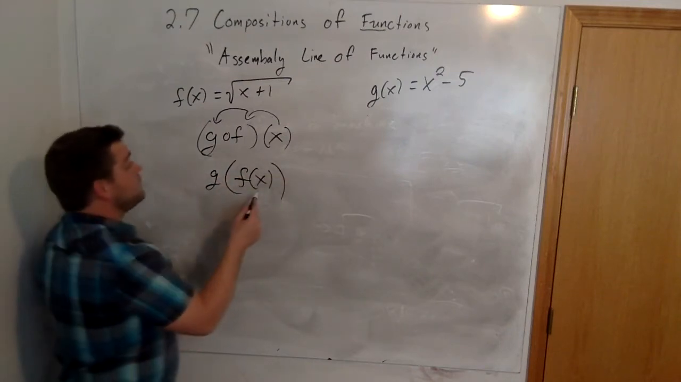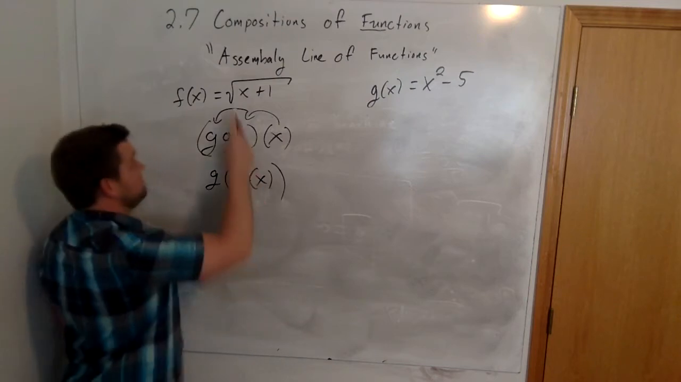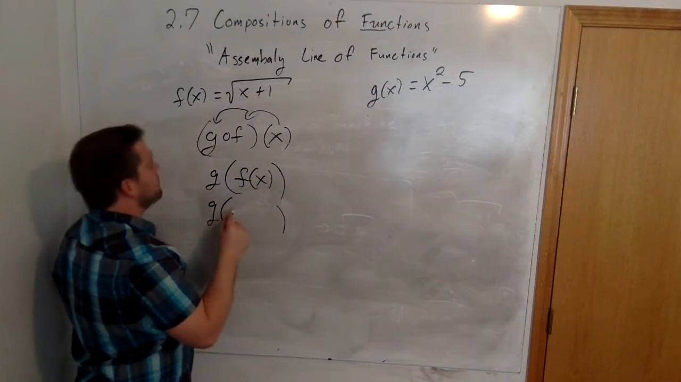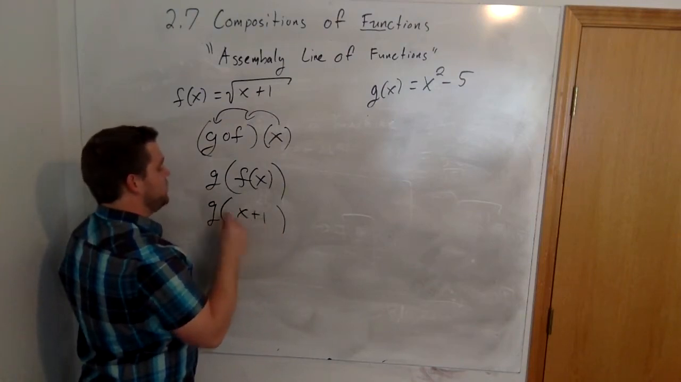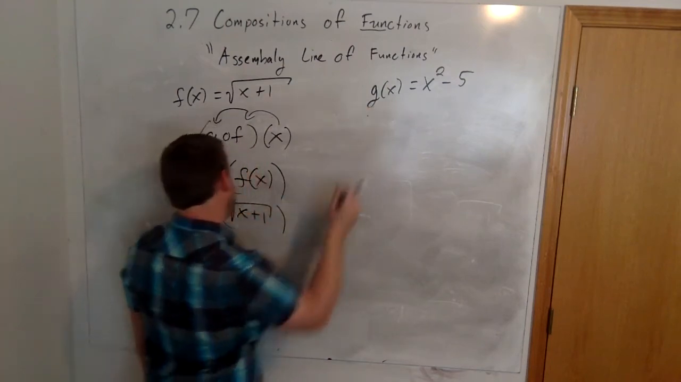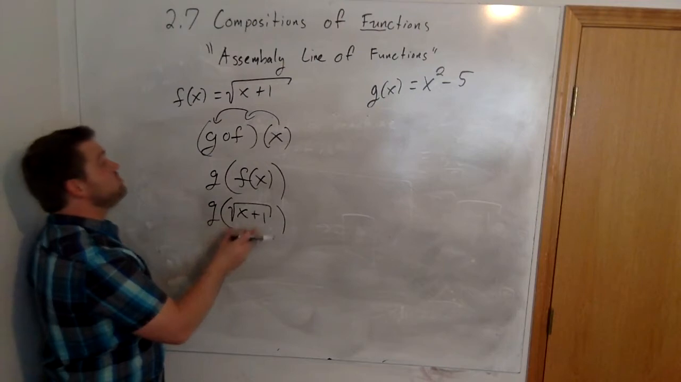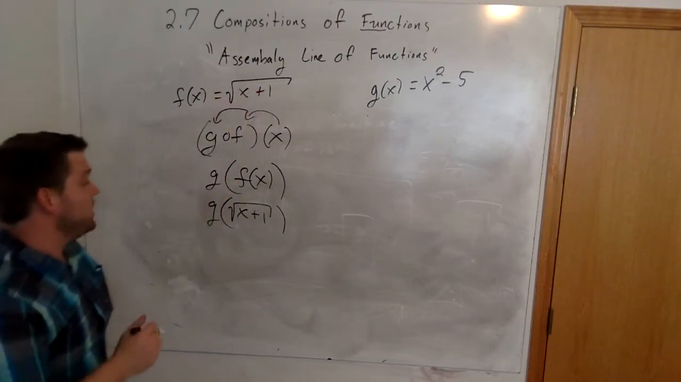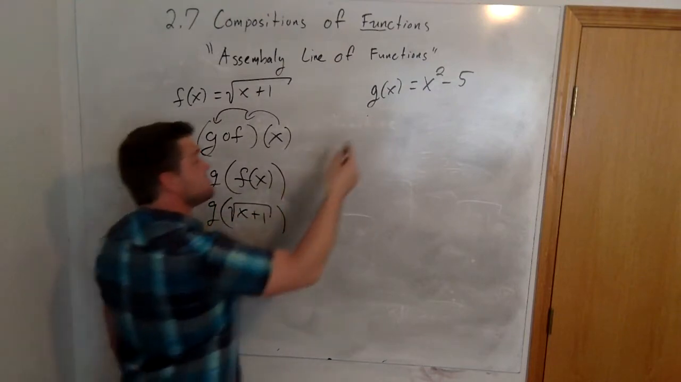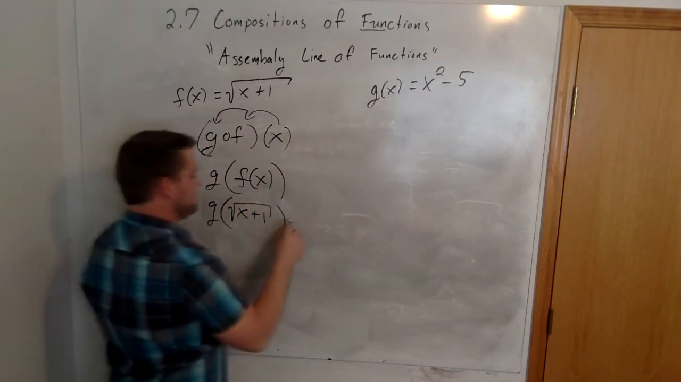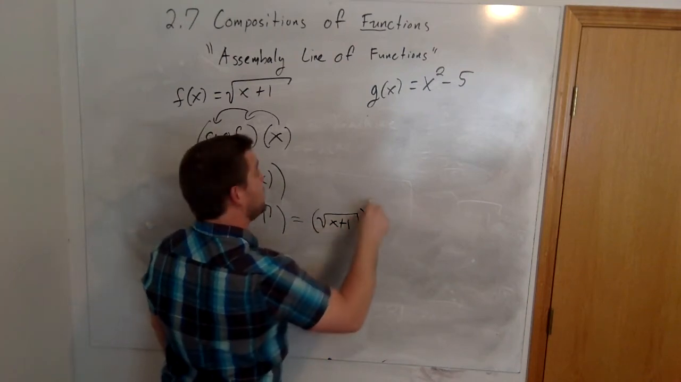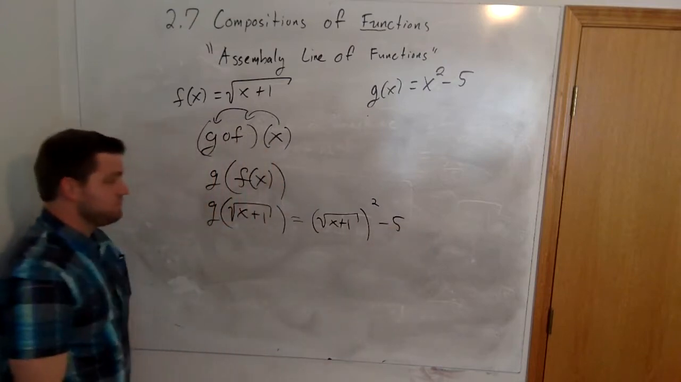So when I plug a value into f, what does it do to it? It takes that value of x, adds 1, and square roots it. So it's going to take a number x, add 1 to it, and square root it. And I'm going to take that result, and that result gets plugged into g. So I just need to evaluate g at the square root of x plus 1. So wherever I see an x in g of x, I'm going to replace that with the square root of x plus 1. So we'll have the square root of x plus 1, squared, minus 5.